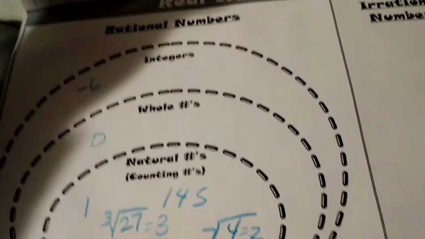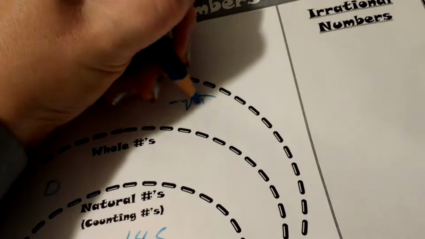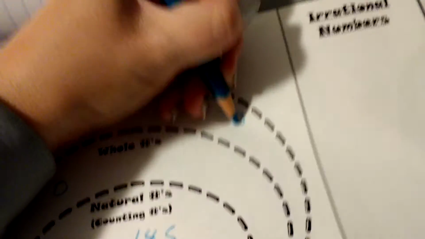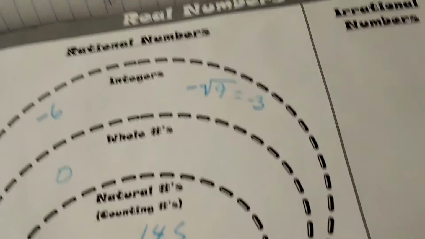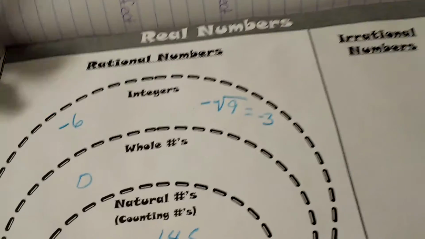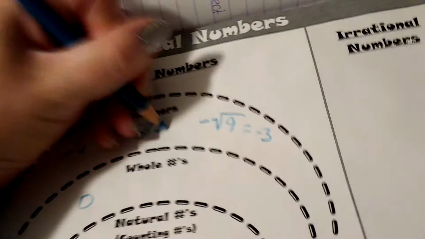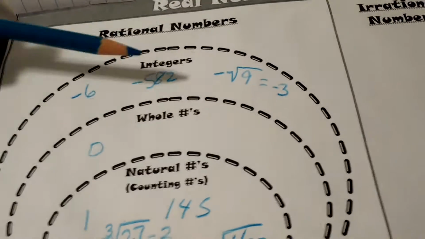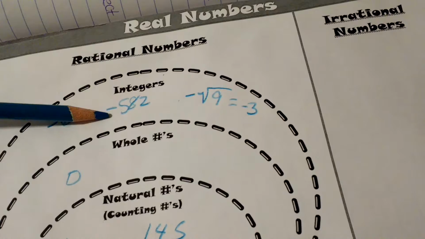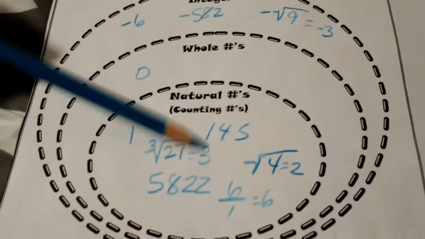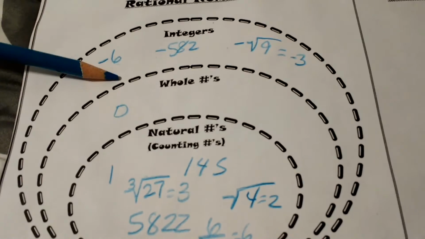All right, your integers would include your whole number 0, your natural numbers, and any negative numbers, so like negative 6 or negative square root of 9, which equals negative 3. Notice the negatives on the outside. If it were the inside, it would be no solution, and that wouldn't actually count there. Negative 582. So any negative numbers. So your integers are all of your natural counting numbers, the number 0, plus any negative numbers.